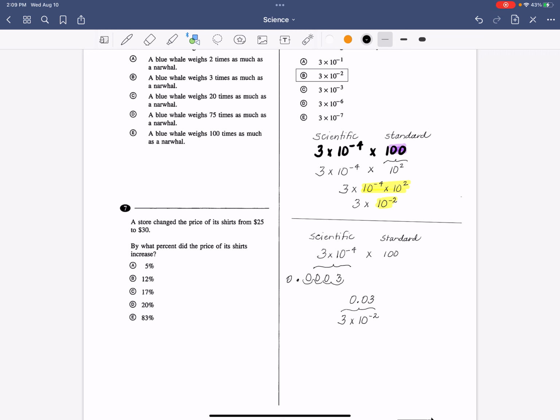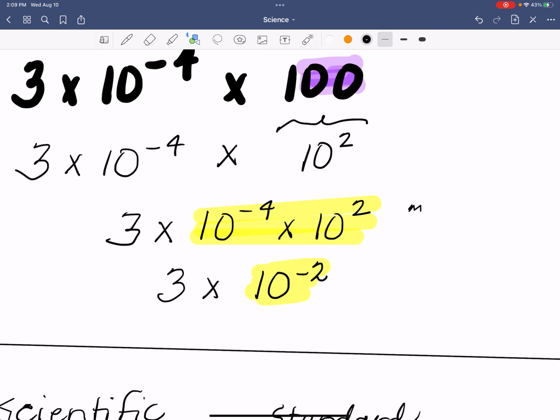But if they know that exponent rule, and I always taught these very thoroughly because of this, when you're multiplying, you will add your exponents. And so that's what I'm doing there. A negative 4 added to a positive 2 is negative 2. And that's going to be that answer right there.